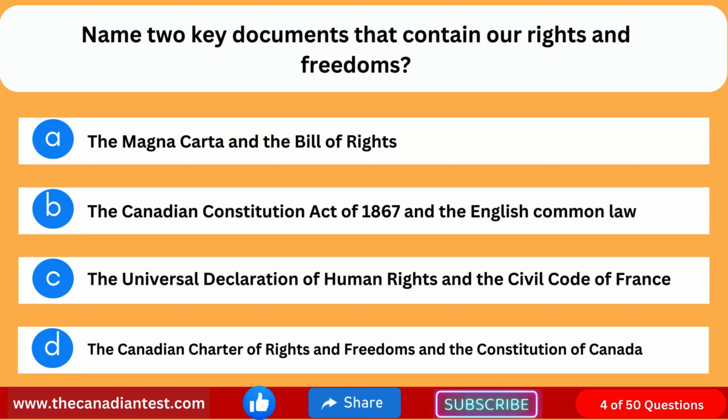Name 2 key documents that contain our rights and freedoms. Option A, the Magna Carta and the Bill of Rights. Option B, the Canadian Constitution Act of 1867 and the English Common Law. Option C, the Universal Declaration of Human Rights and the Civil Code of France. Option D, the Canadian Charter of Rights and Freedoms and the Constitution of Canada.